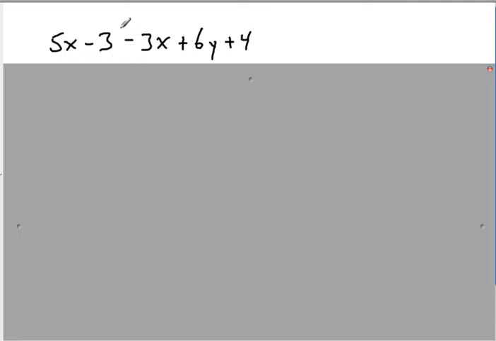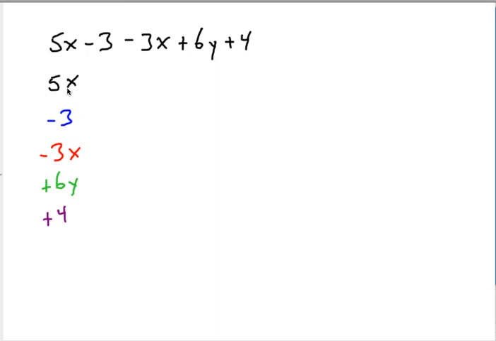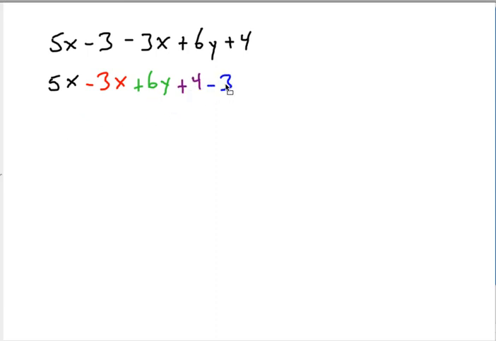Finally, we have this problem here. So we got to figure out what the like terms are, and we need to combine any like terms. So I'm going to get rid of this. So what I've done is I've changed the color of all these terms. So we still have a 5x and a minus 3 and a negative 3x and a plus 6y and a plus 4. Using the associative and commutative properties, we can move these around in whatever order we want. So I'm just going to move these around a little bit. So we have a 5x and a minus 3x. Those are going to go together. We have a 6y, which doesn't really have anything to go with it. And then we have a 4 and a minus 3.